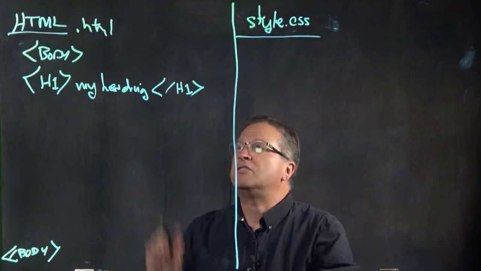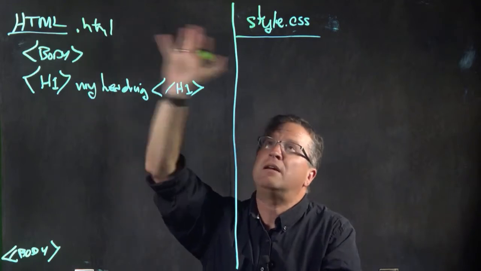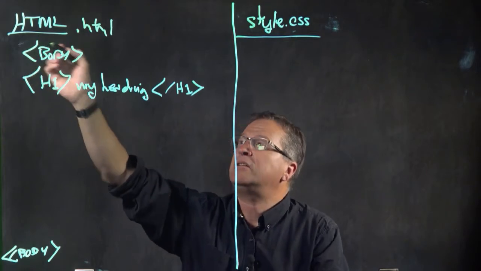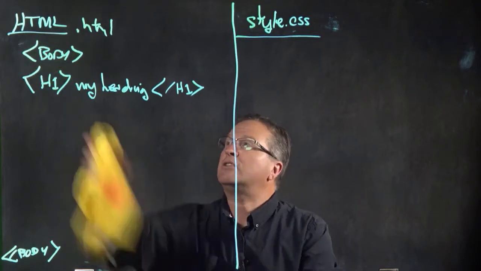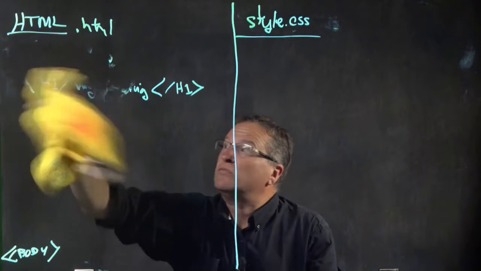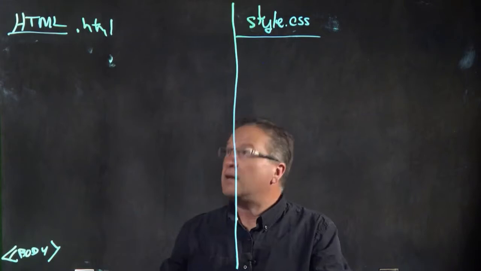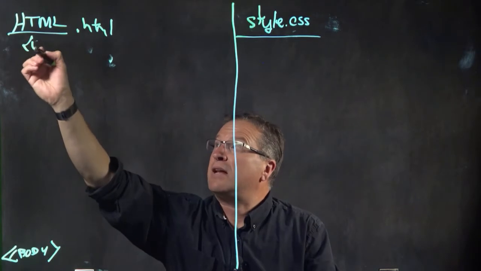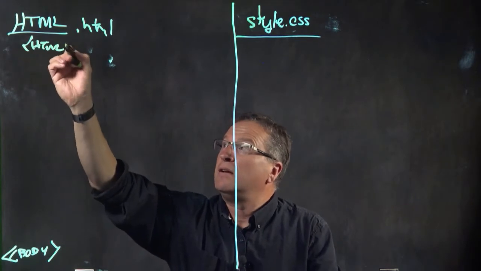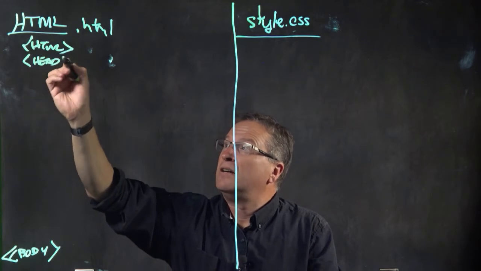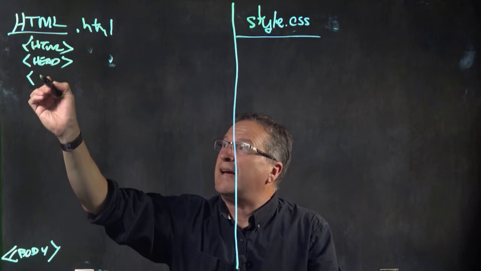So I've got this file over here and a file over here. It's two separate files. And up here in my head, at the very top of the document, we're going to have to start over here a little bit. Just do a quick erase. And so let's say we've got HTML, and we've got a head, and then you've got a link tag.